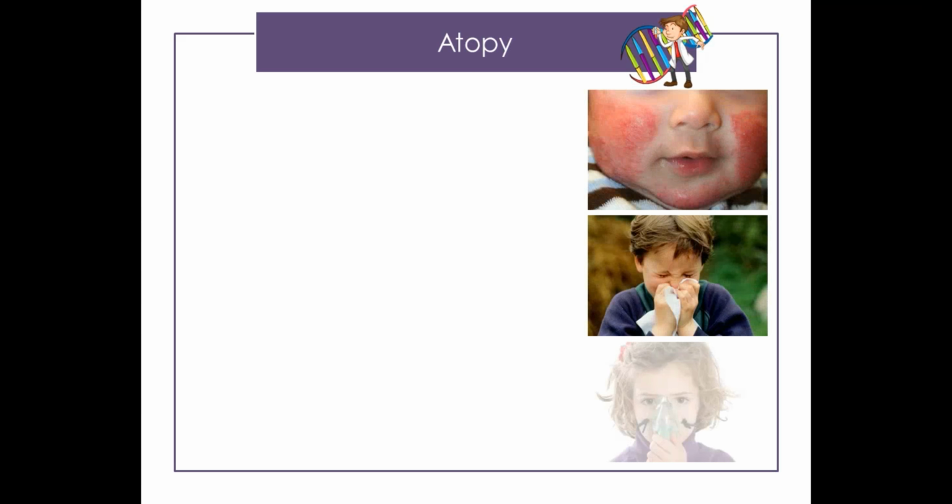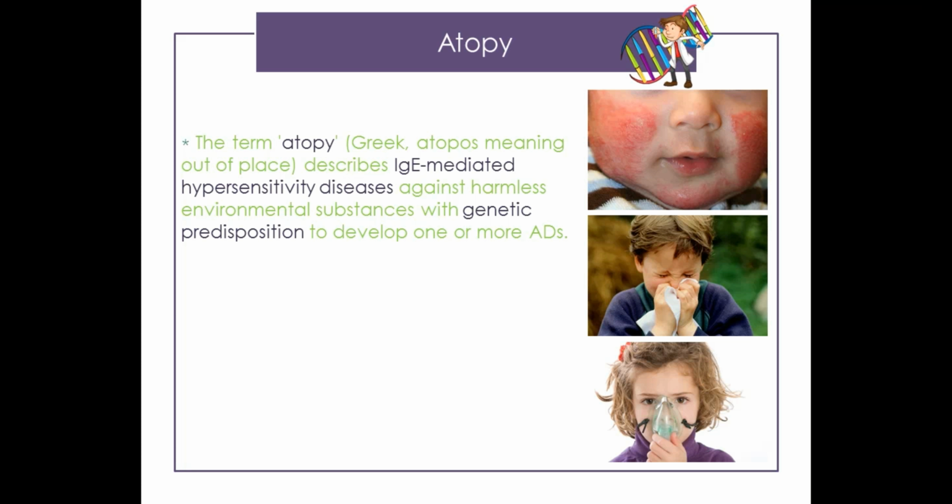So, what is atopy? And when do we call a patient atopic? Atopy came from a Greek word which means out of place. Okay, what is the relation of that? Atopic patients have some conditions in which they are hypersensitive. They are much more sensitive to harmless environmental substances, and this hypersensitivity happens because of having a genetic predisposition.